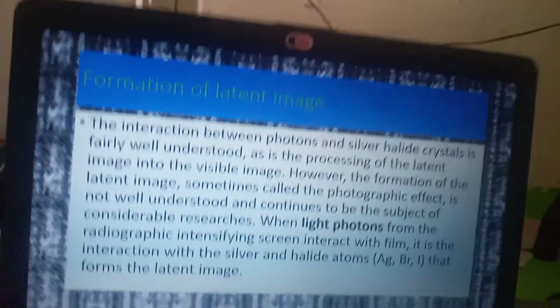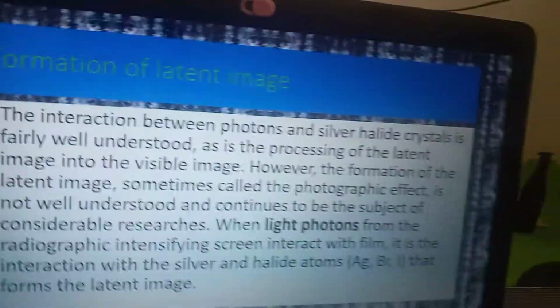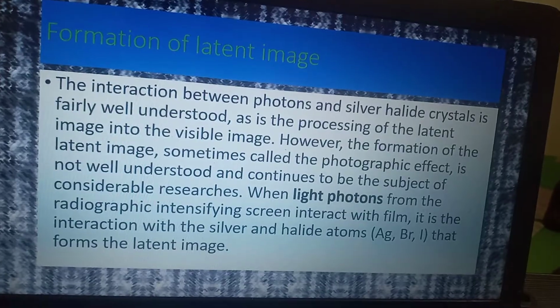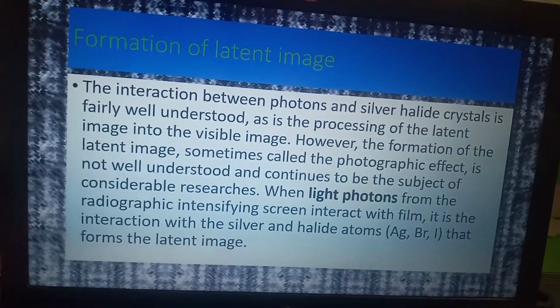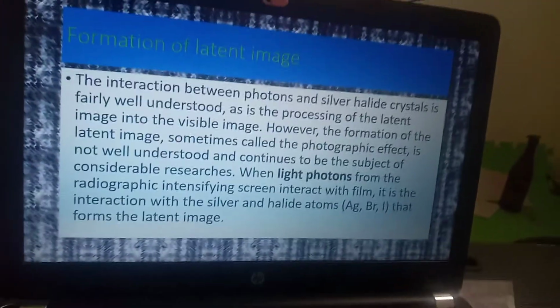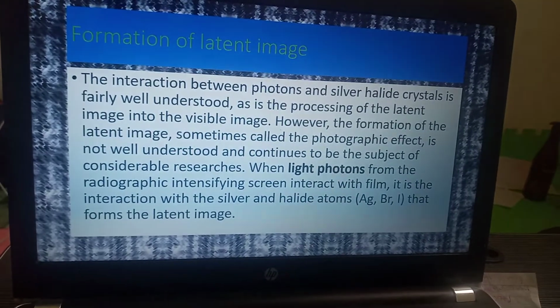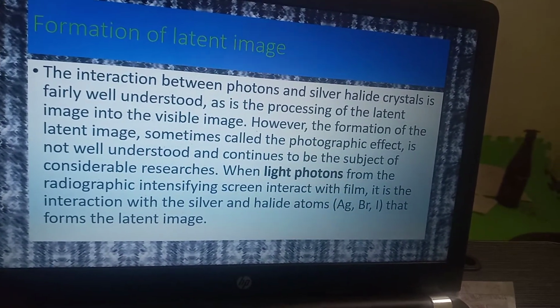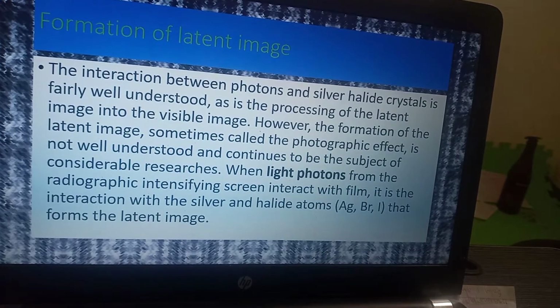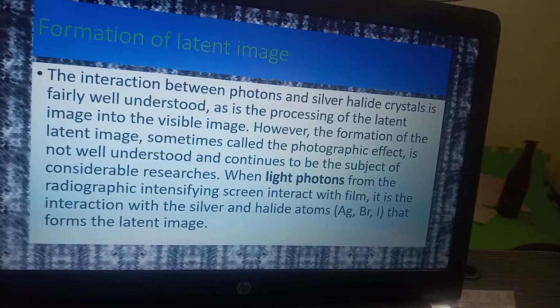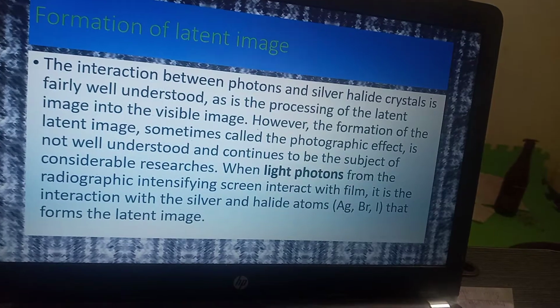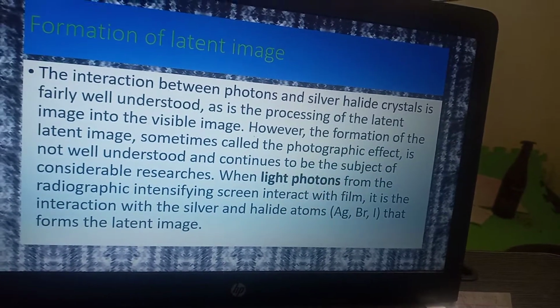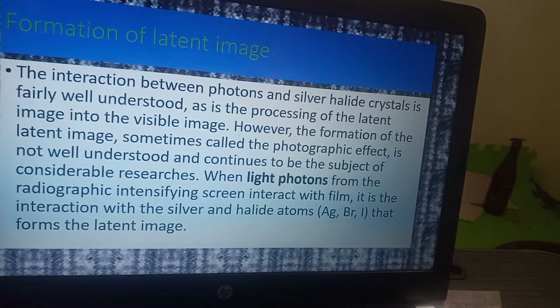Back on the formation of the latent image. The interaction between photons and silver halide crystals is fairly well understood, as is the processing of the latent image into the visible one. However, the formation of the latent image, sometimes called the photographic effect, is not well understood and continues to be the subject of considerable research across the globe.